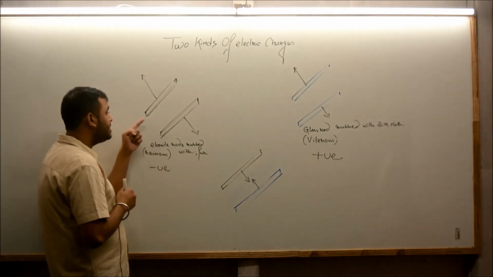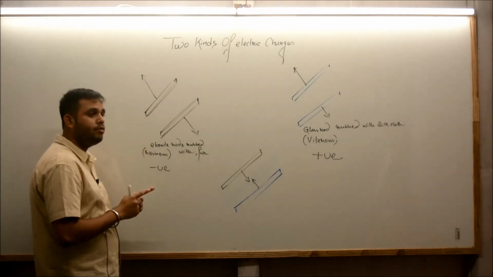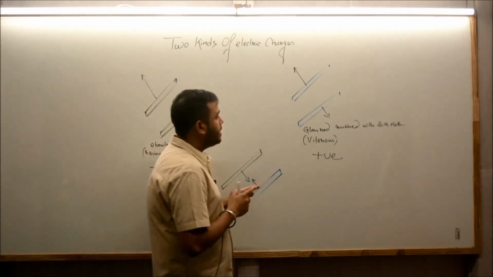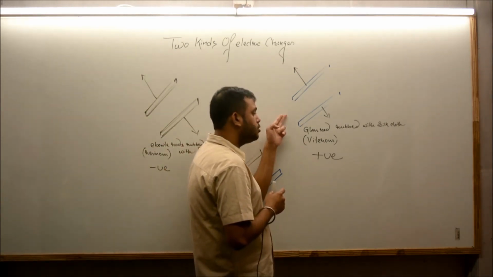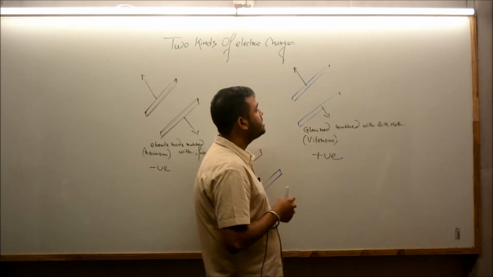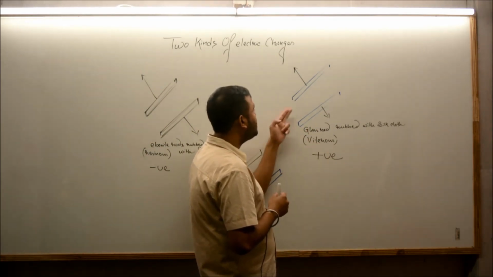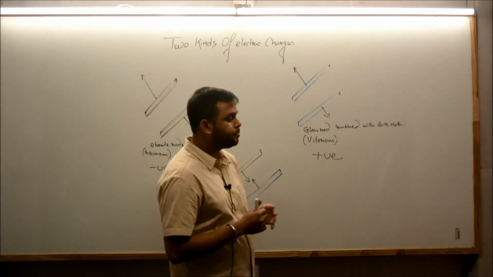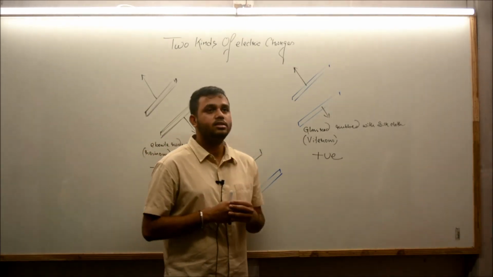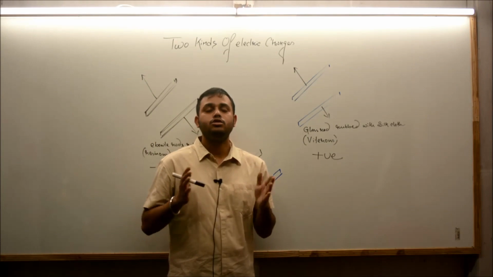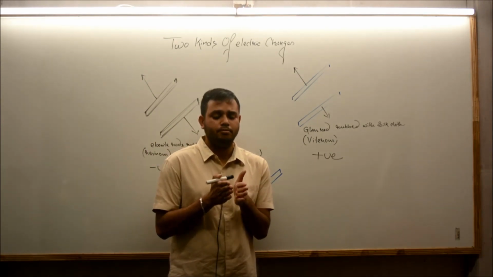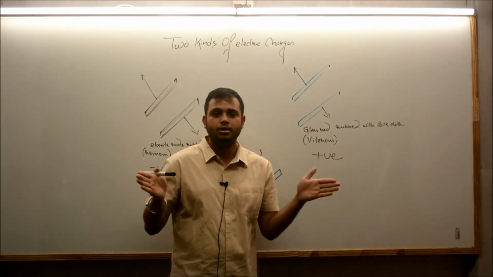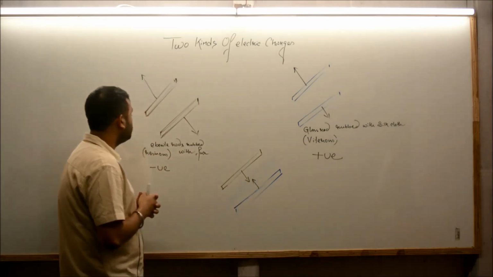So the charges that develop in these two rods should be of the same nature. Here also both of them are glass rods and both are rubbed with silk cloth. So the charge that develops in these two glass rods should be of the same nature. That means the conclusion is that if we bring two charges of the same nature very close to each other, they will repel each other.